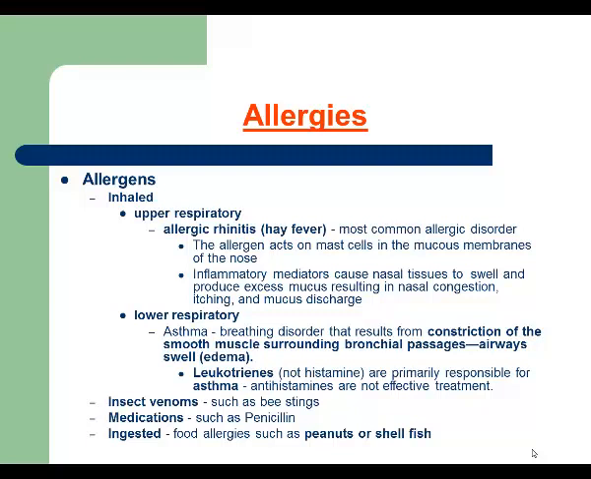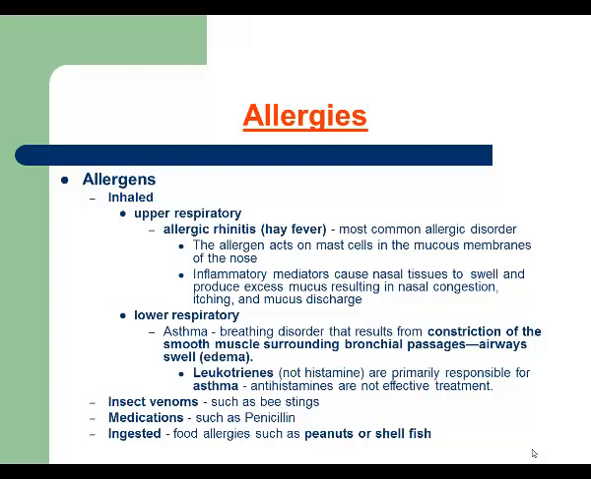As an example of upper respiratory tract allergic reaction, we can use allergic rhinitis or hay fever. The most common allergic disorder, we usually have a lot of patients with these allergic reactions in the spring when everything is blooming. In this case, allergen or antigen attaches to the mast cells on the mucous membranes of the nose and upper respiratory tract. Inflammatory mediators will be released, and as a result, patients develop swelling of the mucous membranes of this area. A lot of mucus will be produced, and itching.